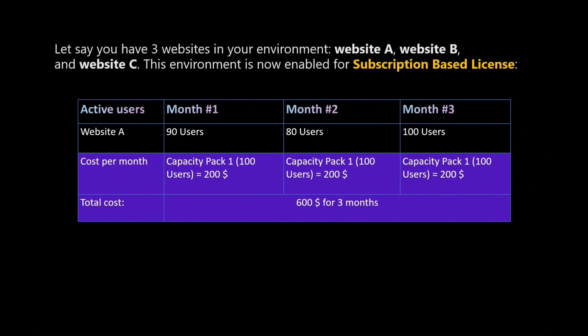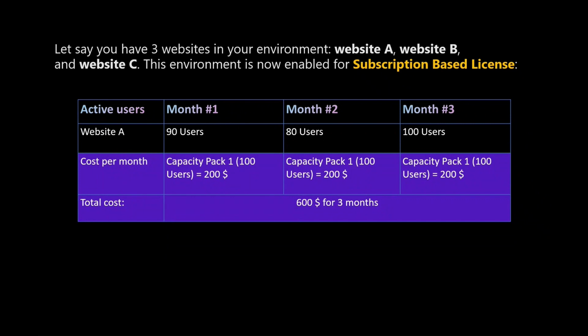So if approximately that comes under 100, then you can purchase the capacity pack 1 subscription based license, and you have to pay only $200. Same goes with month 2. In month 2, the user count reduced and it has been used by only 80 users. So again, you purchase the license for capacity pack 1 and you again pay $200. And then in month 3, 100 users used it, so you have again purchased capacity pack 1 for 100 users.